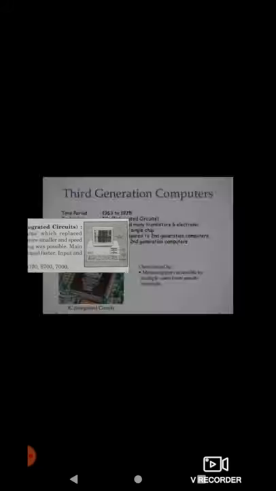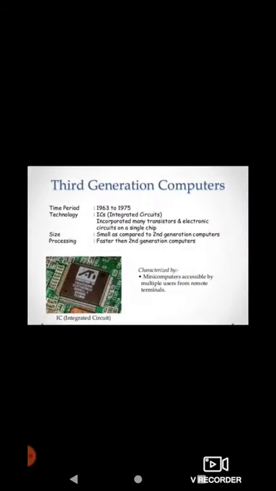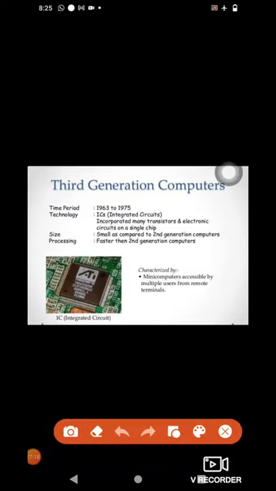See in the picture in your workbook towards your right, you will see the size. It's reduced. Though the images are not clear, I have this for you. See here. Third generation series ICs incorporated many transistors and electronic circuits on a single chip. Small as compared to second generation computers, the size, and processing faster than second generation computers.